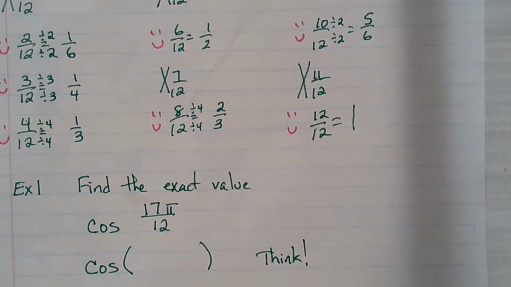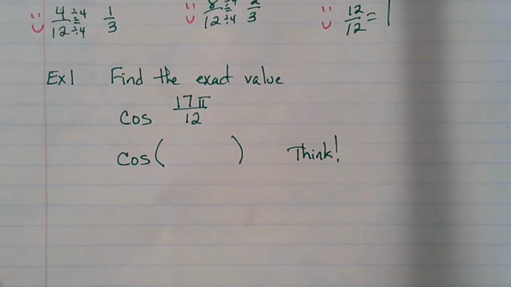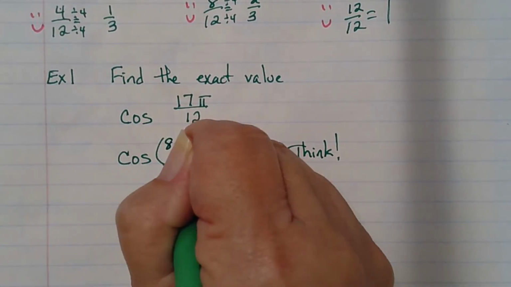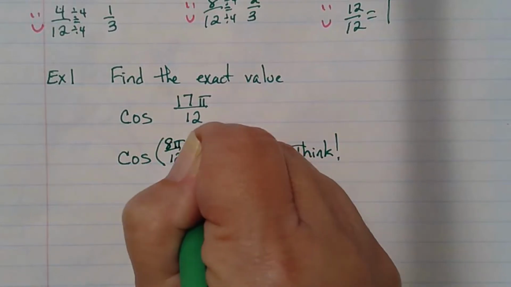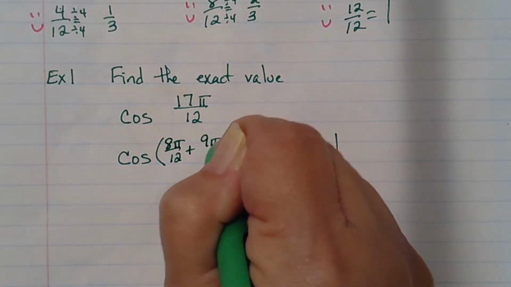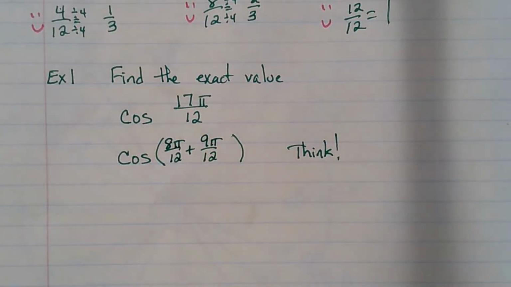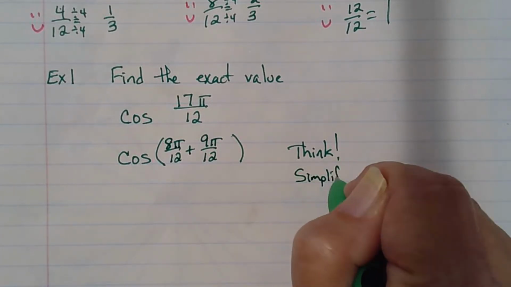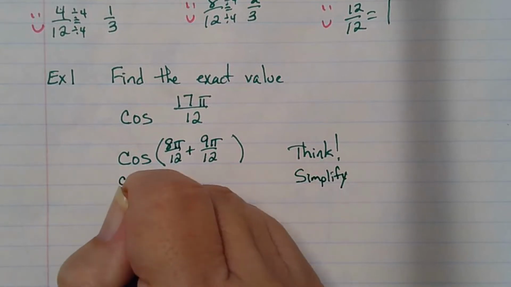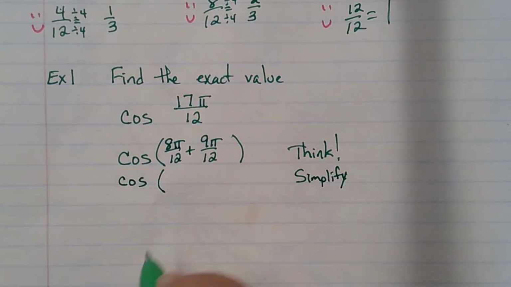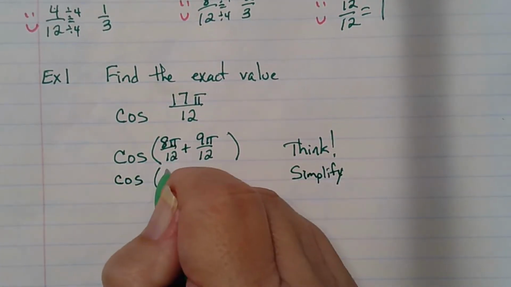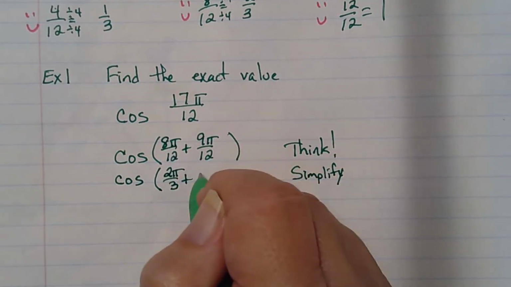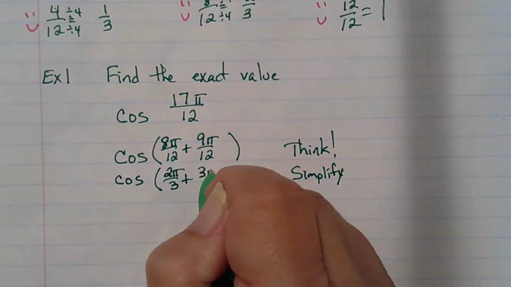8 and 9, all right? Or 9 and 8, but let's put them in numerical order. So we're going to write down 8 pi over 12 and 9 pi over 12. Next step, we're going to simplify. And we just did this, so that should be pretty easy. 8 pi over 12 would be 2 pi over 3. And 9 pi over 12 is going to be 3 pi over 4.